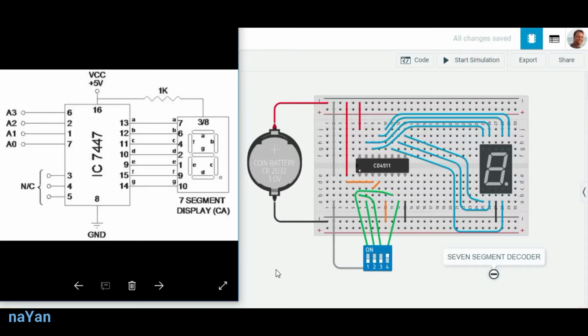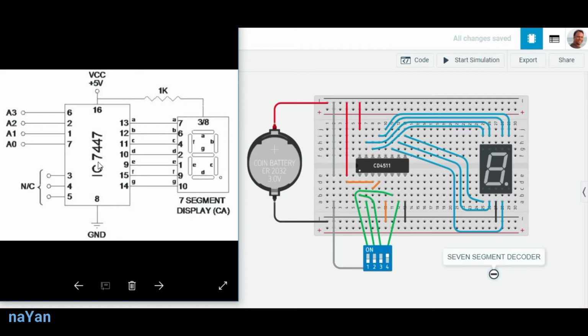Last time I showed you the circuit simulation of a BCD to 7 segment decoder circuit. Here I will explain how to build the same circuit step by step on a breadboard. Here you can see the circuit diagram of our BCD to 7 segment decoder circuit.